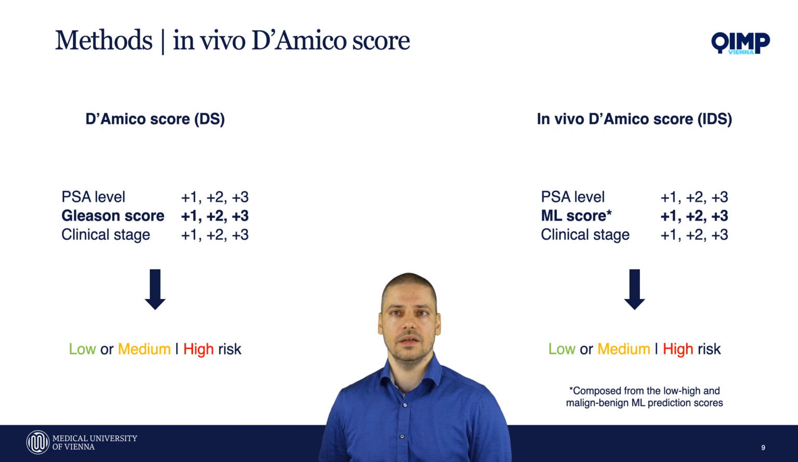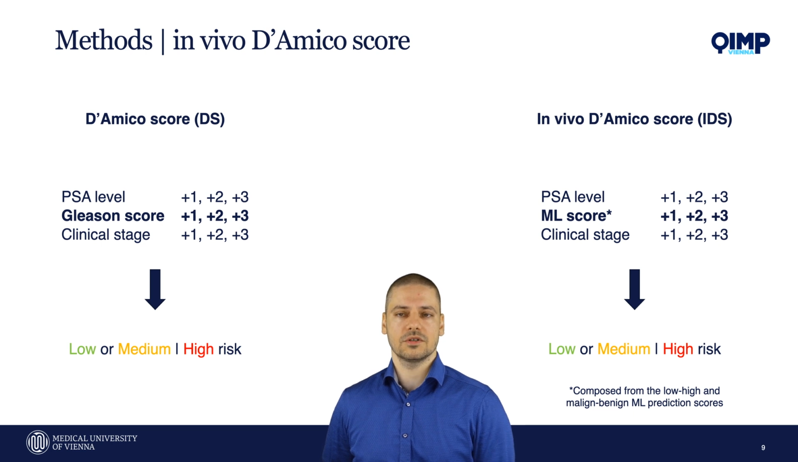And then we went ahead and composed the so-called In-vivo D'Amico score. On the left you can see the basic D'Amico score, and in our patients, because we did not have so many, we decided to go for a binary classification where we separate high-risk patients versus low and medium patients. And the same happened in the In-vivo D'Amico score. The only difference was that we excluded the Gleason score and placed the machine learning score instead, which was a composite score coming from our low versus high as well as malign and benign scores.